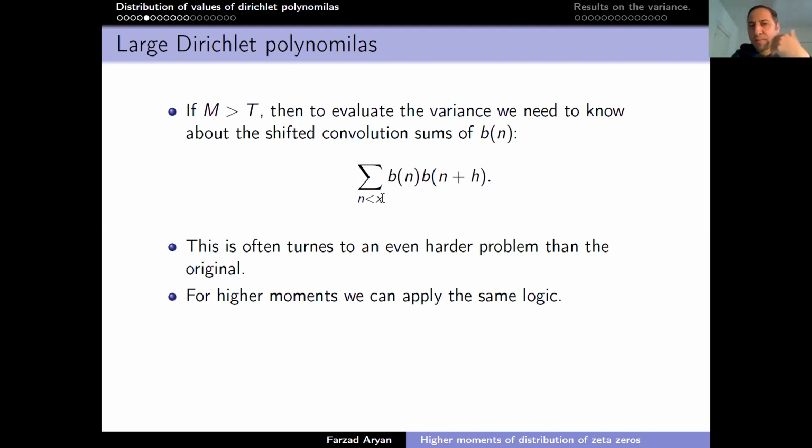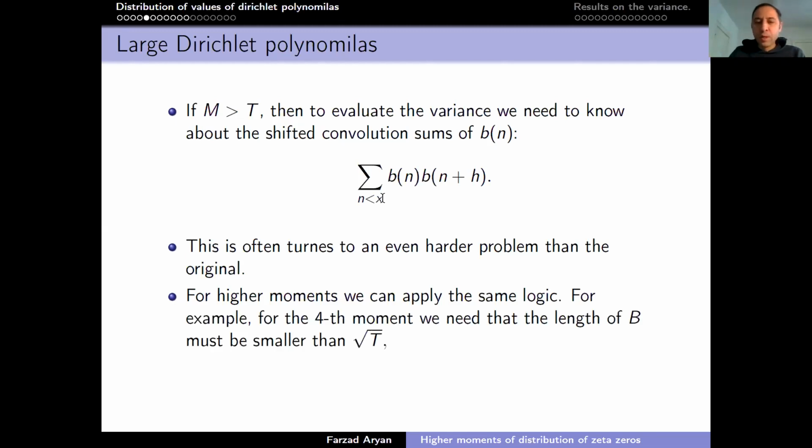You may ask, what about higher moments other than the variance? You can apply the same logic as you go up in moments. If you want a higher moment, your Dirichlet polynomial should be shorter and shorter. You can go to the fourth moment if your Dirichlet polynomial has length around square root of t, and the k-th moment if the length is t to the power 2 divided by k. As you see, as k gets larger, I can only have information about shorter and shorter Dirichlet polynomials.